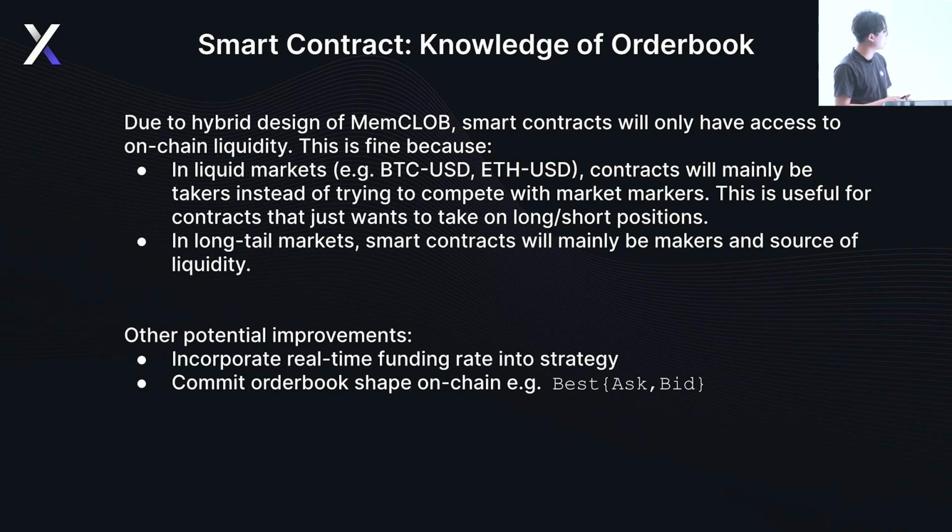Something being that we can incorporate a real-time funding rate strategy, which is actually committed on-chain, into the strategy, right? And these funding rates actually have a lot of implications on what the order book shape looks like. So it will be helpful for the strategy to make better informed orders. We can also potentially commit more order book shape on-chain, right?